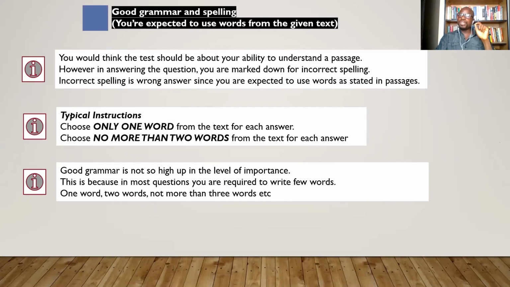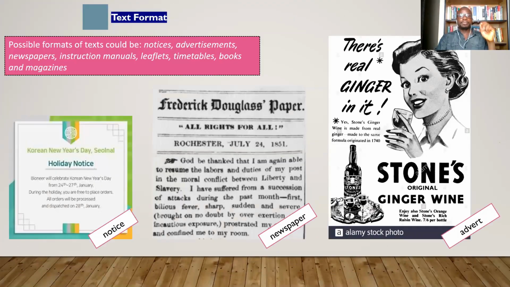Remember that even though you might get the answer correct, you might understand what the passage is about and you know the answer, but you still have to ensure that you spell the words correctly.